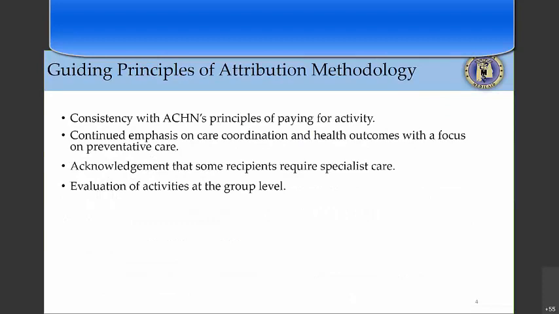Some guiding principles of attribution methodology: consistency with ACHN's principles of four activity, continued emphasis on care coordination and health outcomes with a focus on preventative care, acknowledgement that some recipients require specialist care, evaluation of activities at the group level.